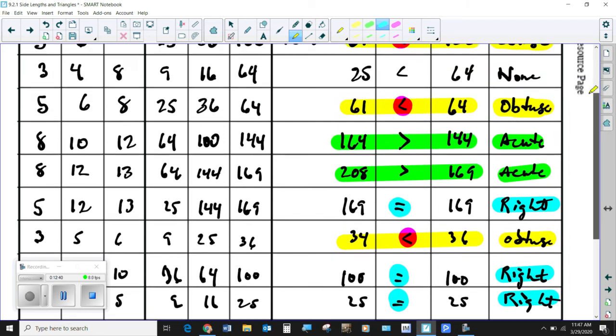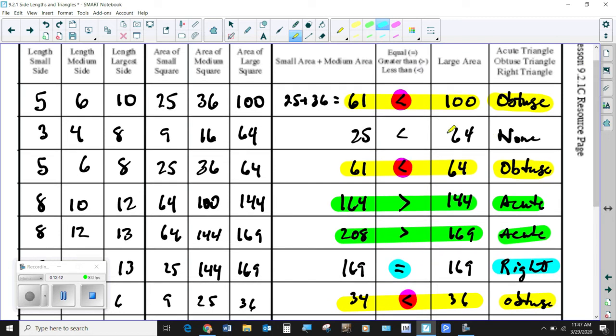Now, what's going on with this guy right there? I want to explore this. The 3, the 4, and the 8. Why did that not form a triangle? What happened?